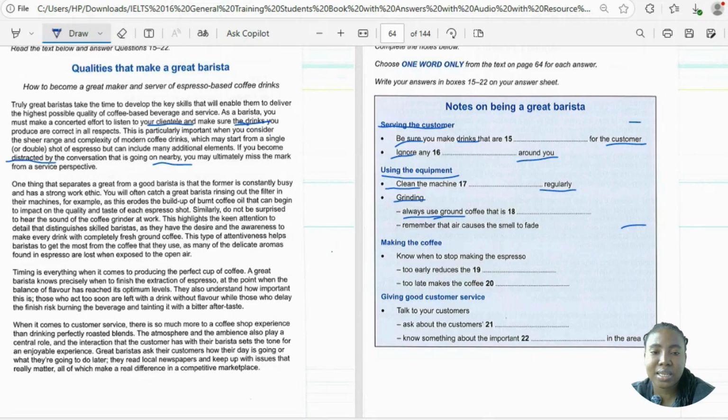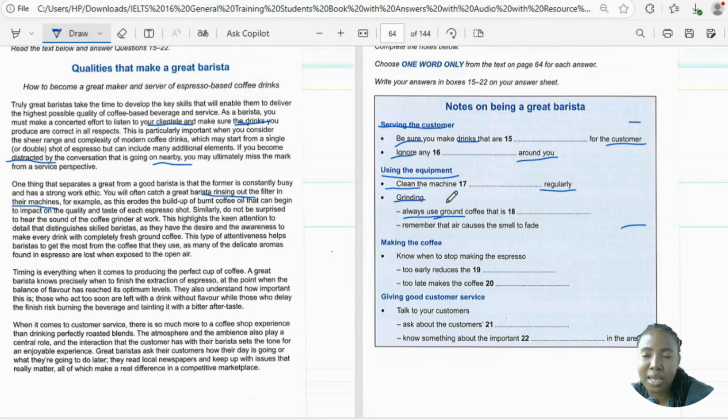All right, then 17, it says clean the machine. Okay, so I can see machines here. I'm trying to see if I can see anything about cleaning. Okay, I can see rinsing out. And then it says regularly. Can I see a paraphrase for regularly in this passage? Okay, I can't see it yet.